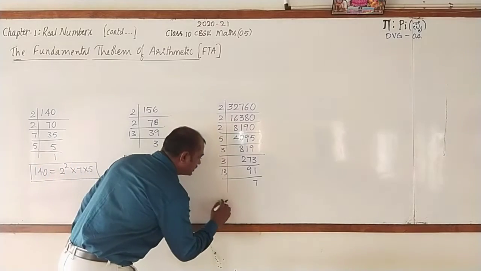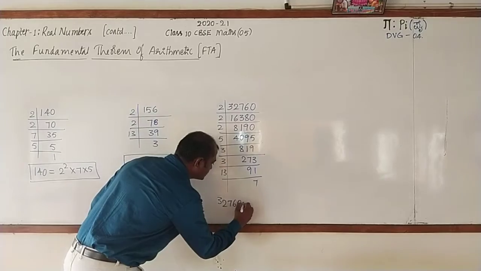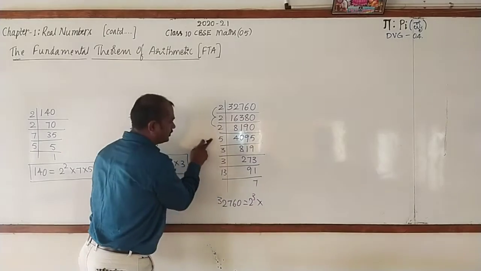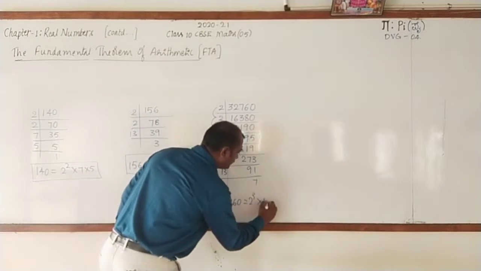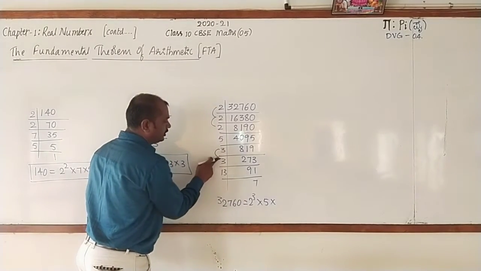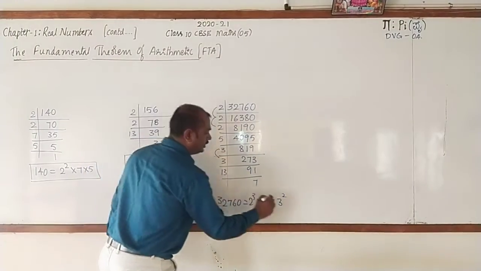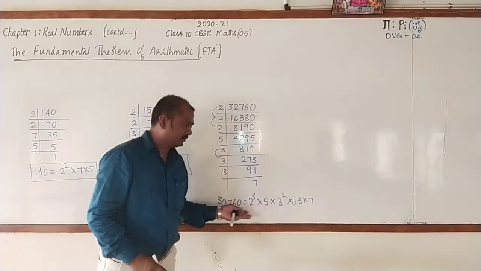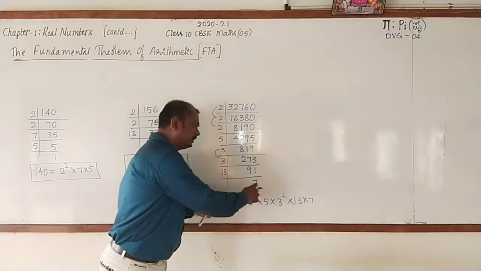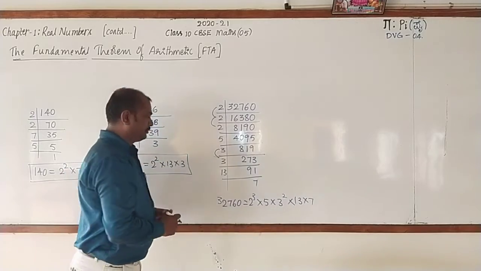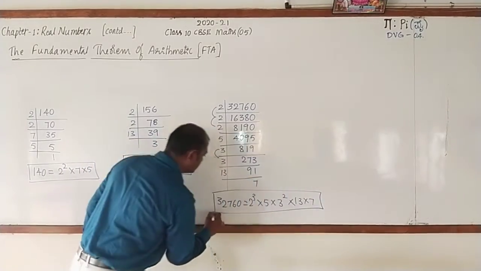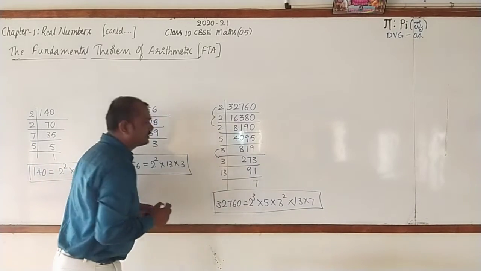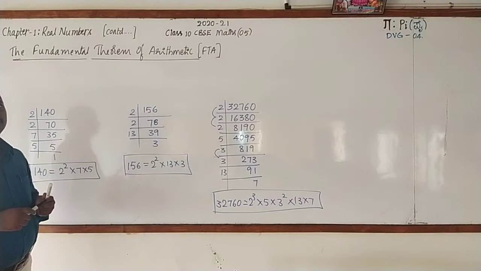Now, the prime factorization of 32,760 can be written as, see that, 2, how many times? 3 times. Next, 5, how many times? 1 time. Into 3, 2 times. Then 13, 1 time. And 7, 1 time. So, it may be in any order, either increasing order or decreasing order, or even you can go for shuffling the prime numbers or prime factors. So, this is the prime factorization of 32,760. I hope that you all have understood.